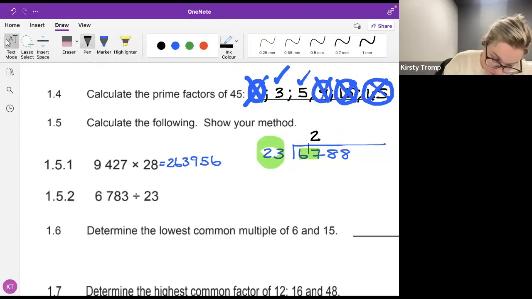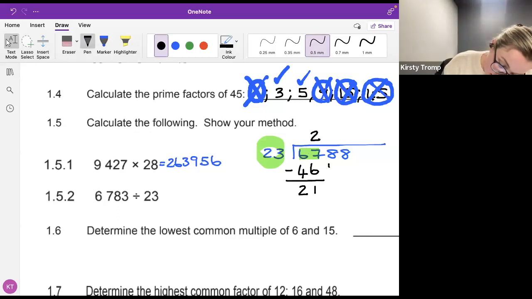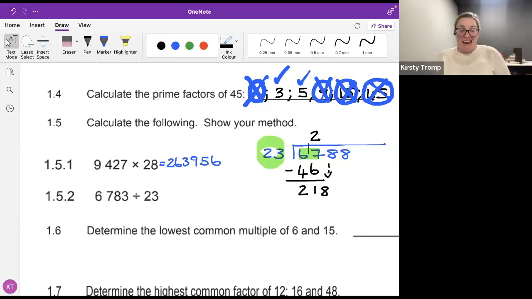All right, 2 times 23 is 46. Subtract. 7 minus 6 is 1. 6 minus 4 gives me 2. The last thing to do is to bring down the 8. Now I need to say to myself, how many times will 23 go into 218?